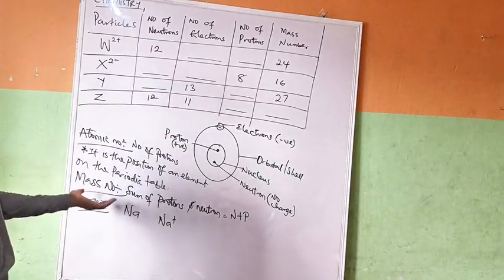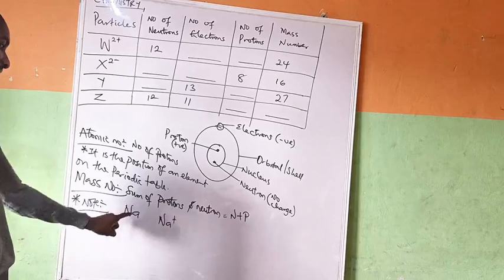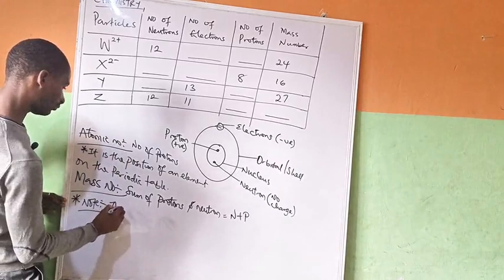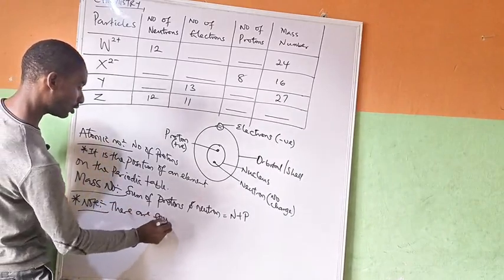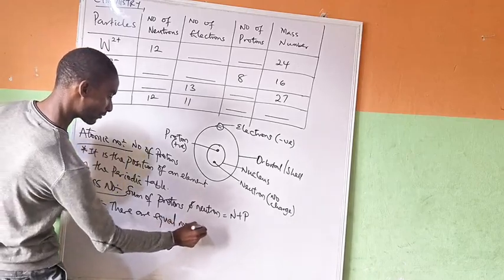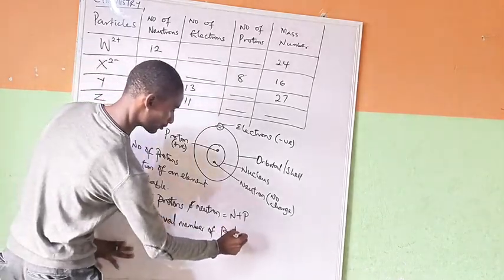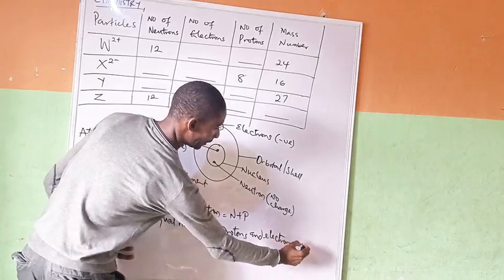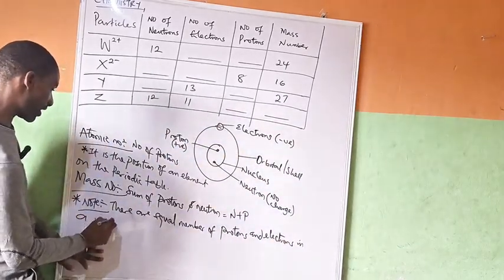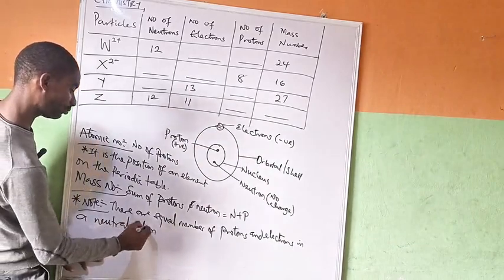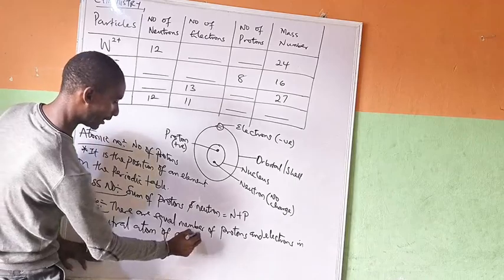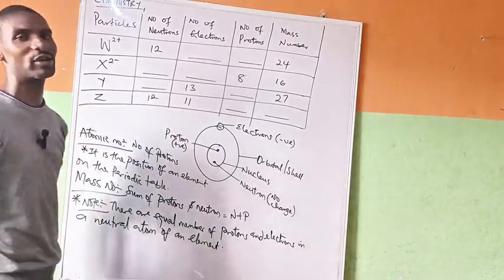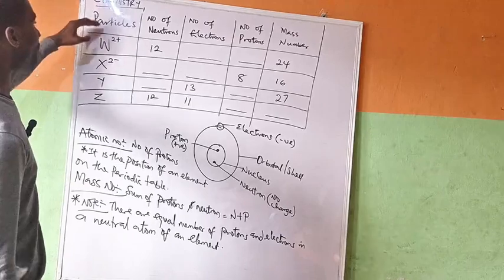So I said, note, there are equal number of protons and electrons in a neutral atom of an element. So with that foundation that has been laid, let's try to answer this question. Here we have particles.